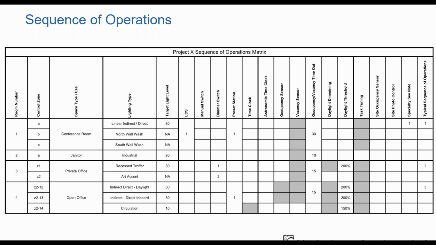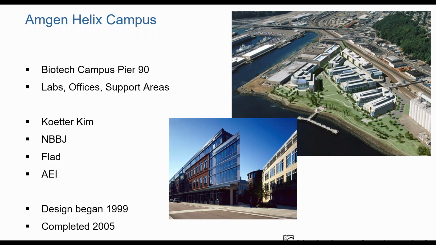So the last project to tie all these things together a little bit, again local to Seattle, is the Amgen Helix campus. You guys might know this better as now it's going to be the Expedia campus.